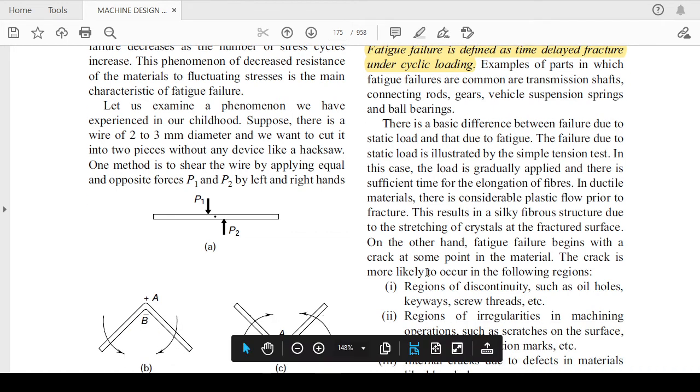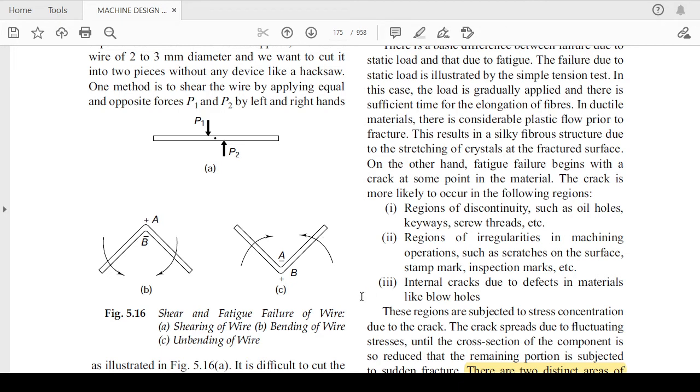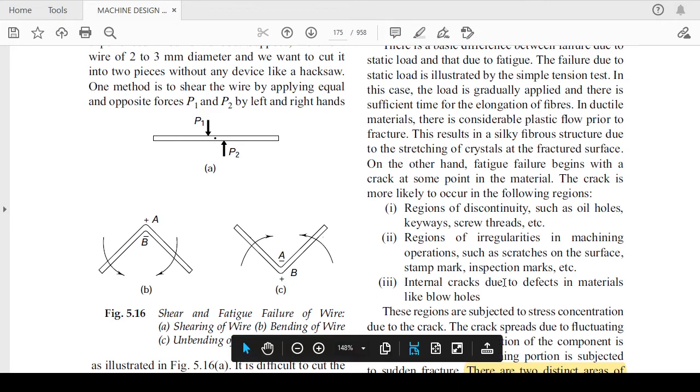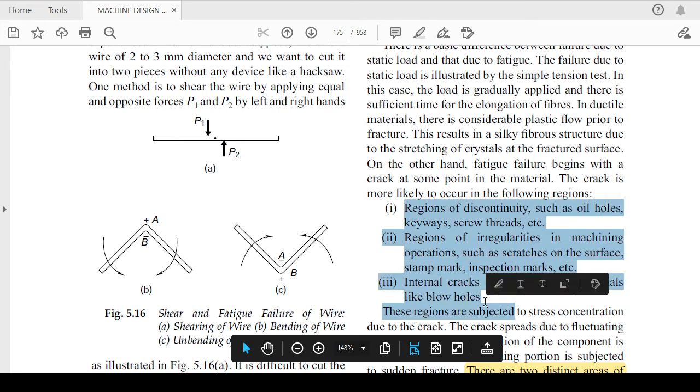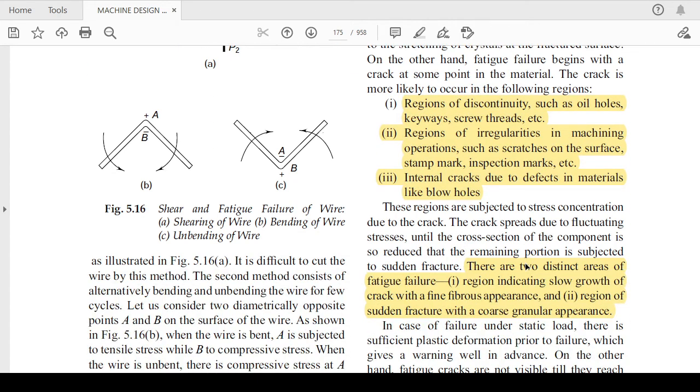Cracks are likely to occur in the following regions: a region of discontinuity, a region of irregularity, or where there are internal cracks. These are the areas of stress concentration where fatigue failure will easily occur. So you can also encounter this kind of thing.